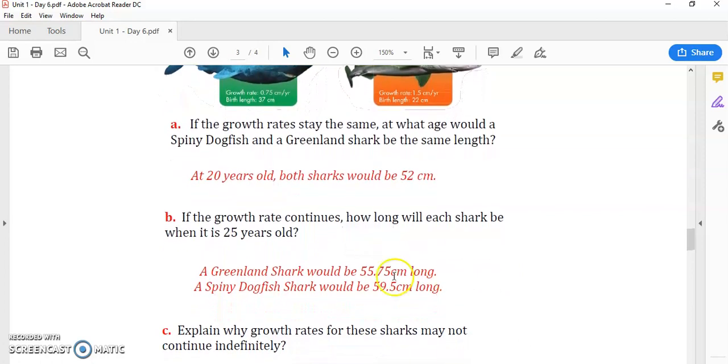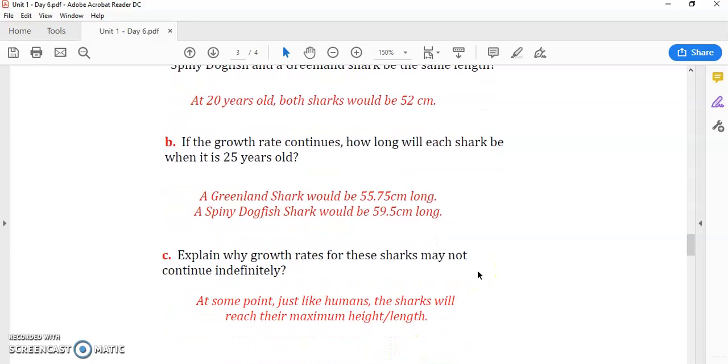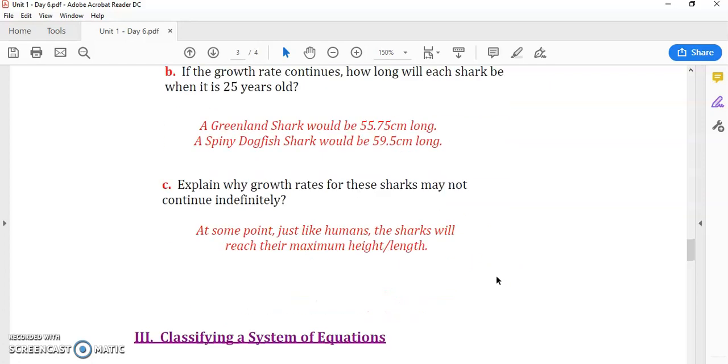And then part C is saying, why would these growth rates not continue indefinitely, right? These lines, if I graph the lines, would go on forever. But why is that not realistic for the sharks? Well, thankfully, sharks are at some point going to reach their maximum length. They're not going to grow forever. That would be absolutely terrifying.